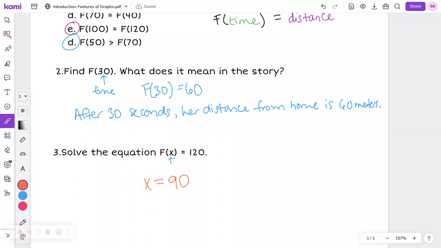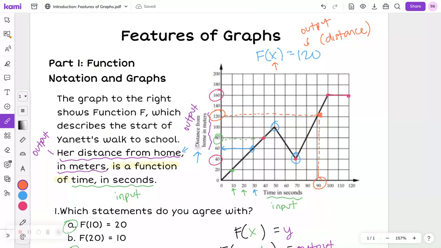In today's lesson, we're going to be focusing more on graphs of functions and specifically what these different features in the graph can tell us about the story. And we'll talk about what those features are in the lesson.